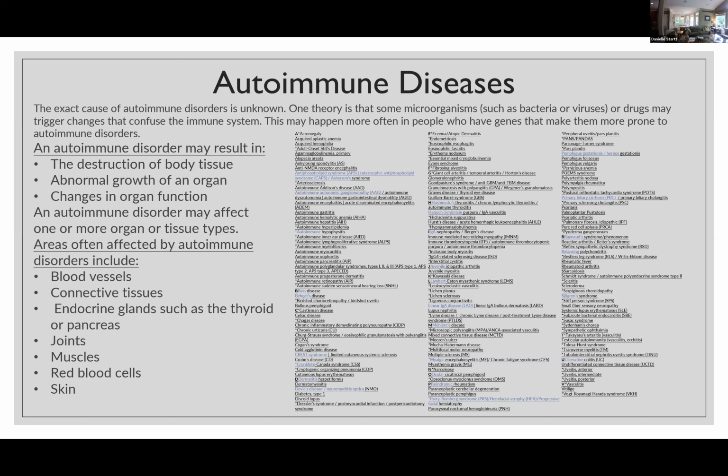So it can result in destruction of body tissue, abnormal growth of an organ, changes in organ function. Autoimmune disorders may affect one or more organ tissue types. Areas often affected include blood vessels, connective tissues, endocrine glands like the thyroid or pancreas, joints, muscles, red blood cells, and skin.